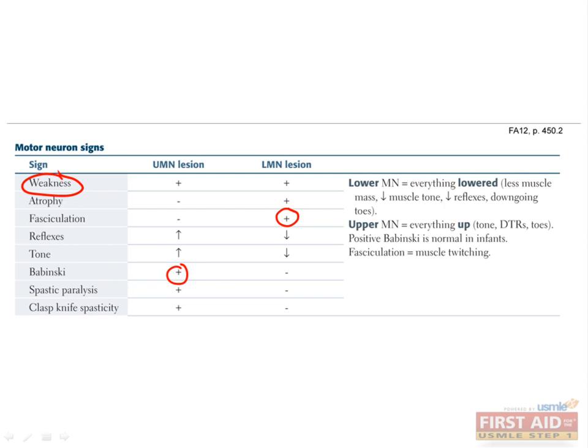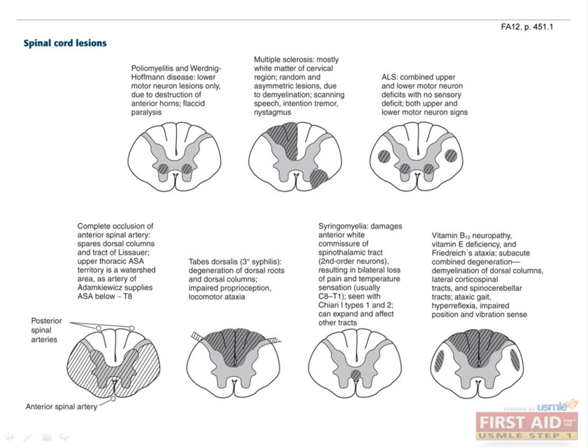A helpful way to remember these is that with upper motor neuron lesions, signs go up, such as increased reflexes, tone, and toes. With lower motor neuron lesions, things go down, such as reflexes and tones, as well as muscle mass. Lesions to different regions of the spinal cord can produce different symptoms, and being familiar with these can help you determine the location of the lesion. We're going to cover each one in depth in the next few slides.